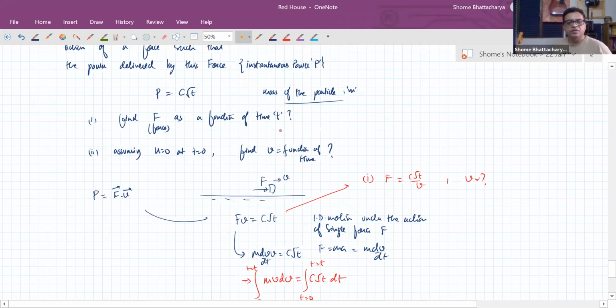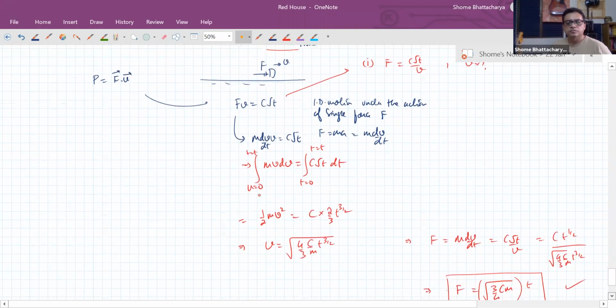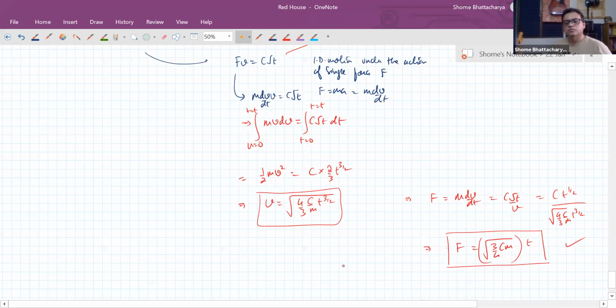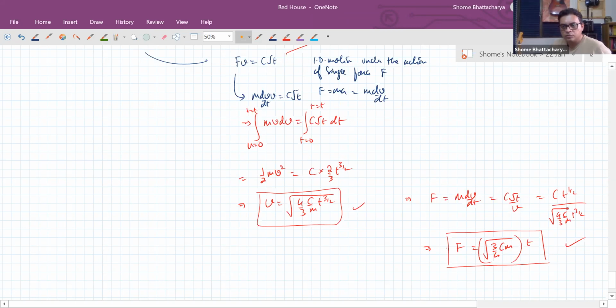So we wanted to find out F as a function of time. We wanted to find out v as a function of time. V as a function of time we've already got. Oh wait a minute, I made some mistake now. This is square root. So this will be a different power. It will be half minus 3 by 4. No? That will be minus 1 by 4.